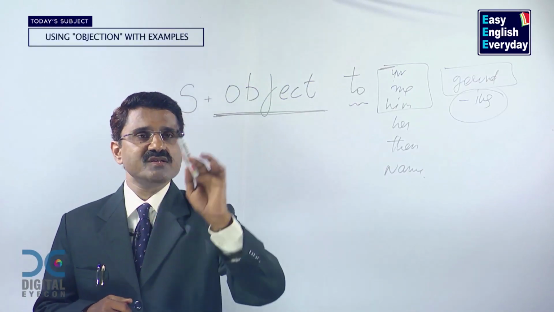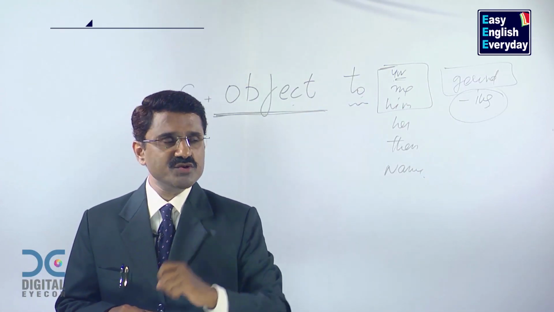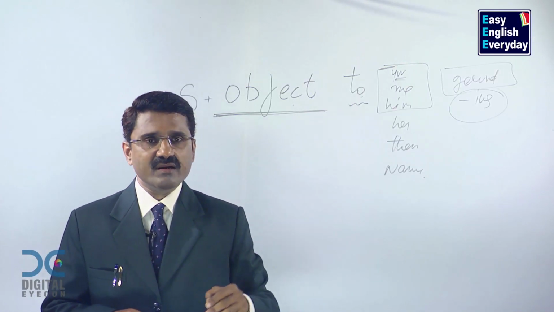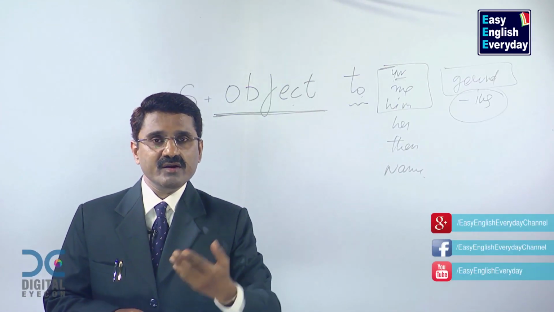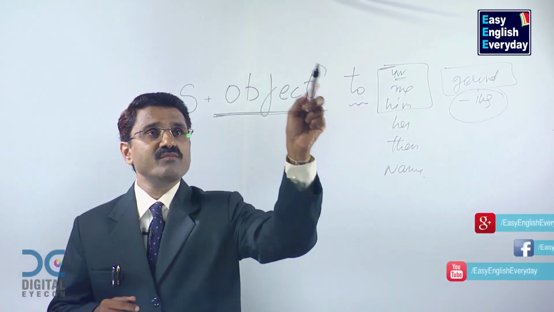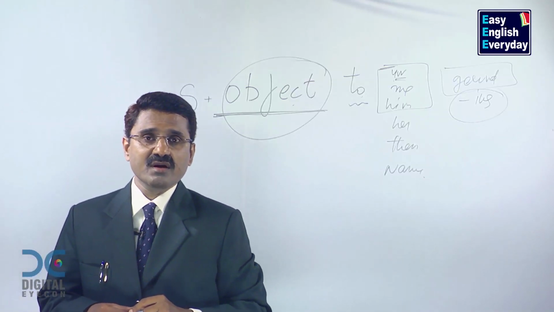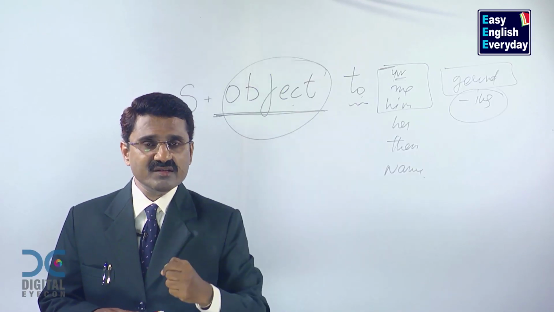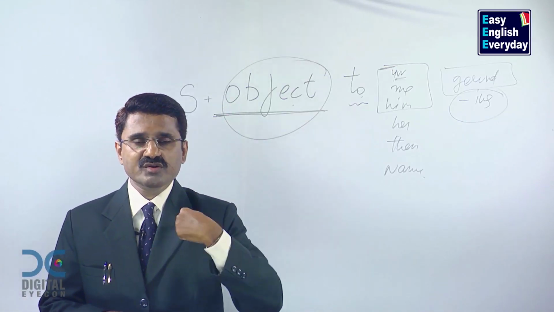Now look at the examples. I object to you using my car. Listen to it once again. I object to you using my car. Meaning, you use my car. You are using my car. You have been using my car. And I don't want you to do that. I am raising some objections. I don't want that to happen anymore. Hello, gentlemen. I don't want you to use my car anymore. I can tell the same thing in a better way by using this word object. I object to you using my car.